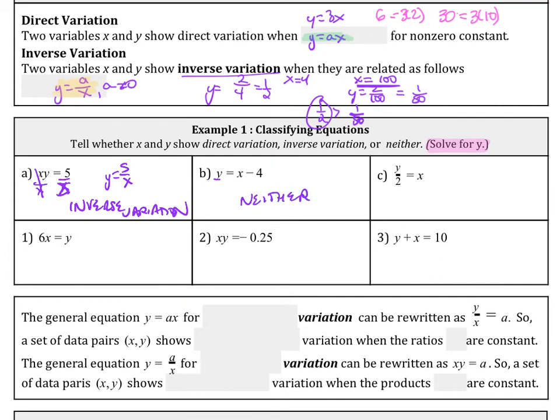Letter C, we have y over 2 equals x. So we want to isolate the y. So let's multiply both sides by 2. So therefore we get y equals 2x. So therefore that is direct variation. So try these 3 below.